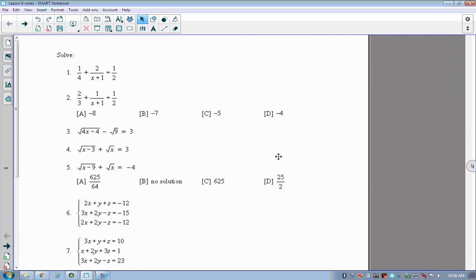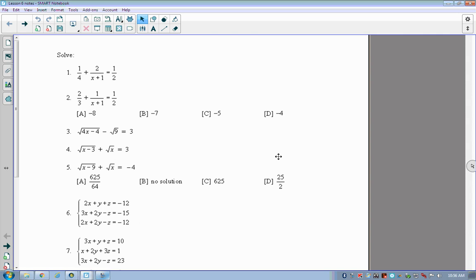You guys have your review. The review will be due the day before we take the test. You can ask me when this is all over what day that will probably be. All right, Lesson 6. This is fractional equations, radical equations, systems of three linear equations.